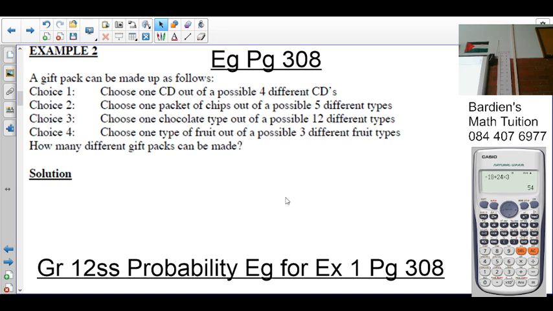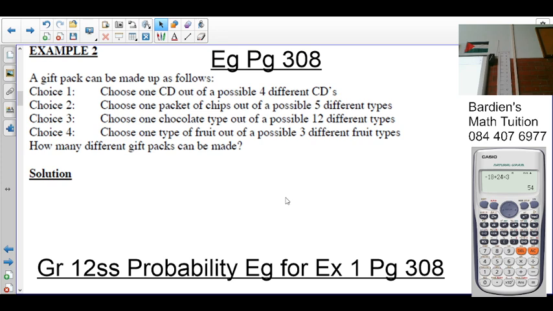There are 4 CDs to choose from in the first choice. The second choice, choose 1 packet of chips out of a possible 5 different types of chips. Choice 3, 1 chocolate type out of a possible 12 different types. Number 4, choose 1 type of fruit out of a possible 3 different fruit types. How many different gift packs can be made?